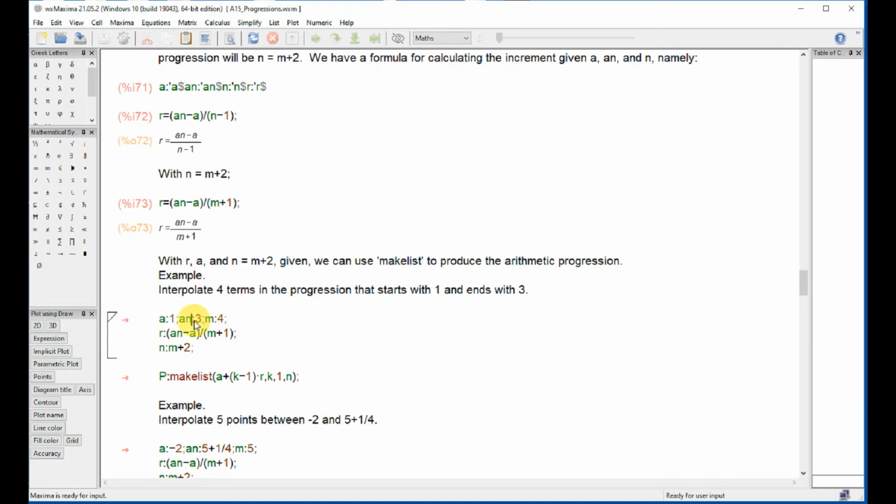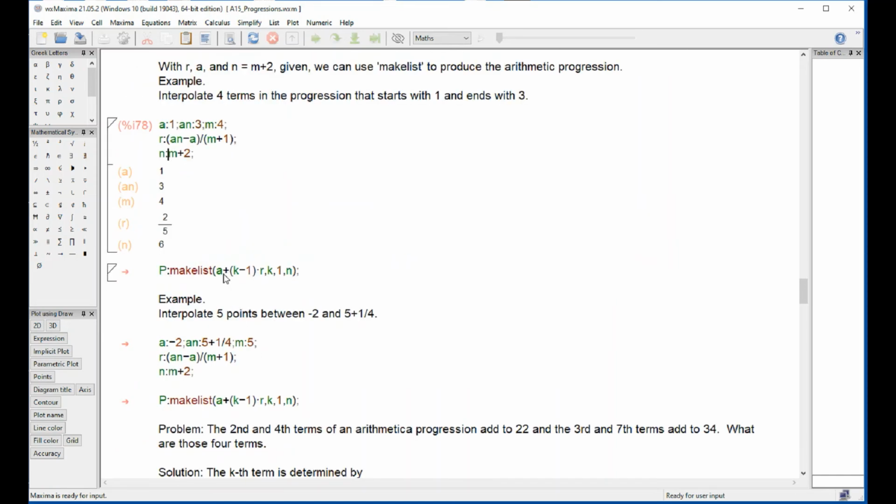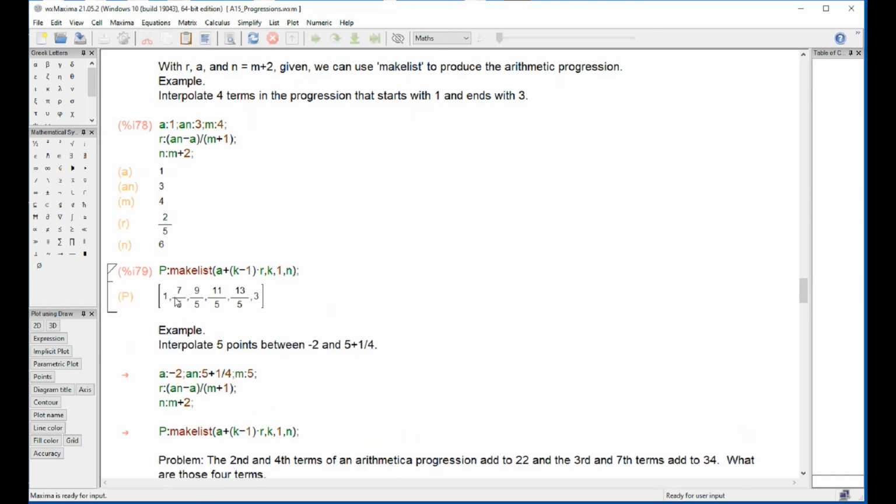For example, interpolate 4 terms in the progression that starts with 1 and ends with 3. We have a equal 1 and a equal 3, and we have 4 terms. Calculate r as 2/5, and n is just n plus 2. And then we can just make list of this generic term for k from 1 to n. And then we see that we have 1, 2, 3, 4 terms interpolated between 1 and 3.